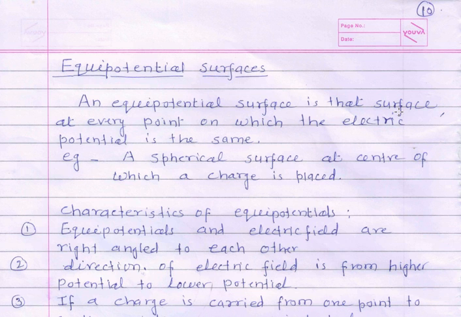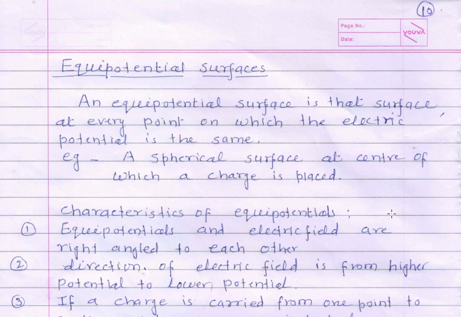Today's topic is equipotential surfaces. As per the name, equipotential surface means potential is equal on the surface. That surface is called the equipotential surface. So there is a definition: an equipotential surface is that surface at every point on which the electric potential is the same. We want to understand how it is.